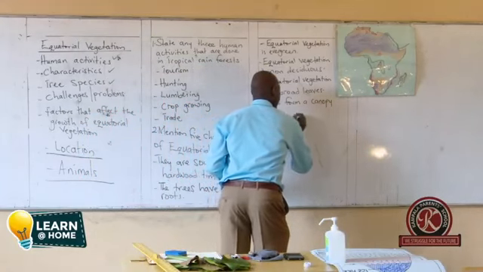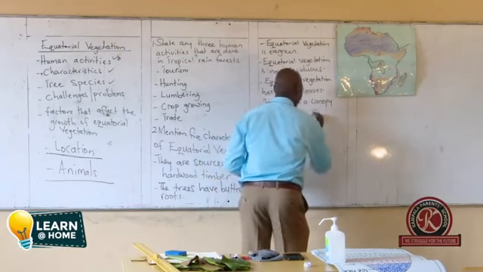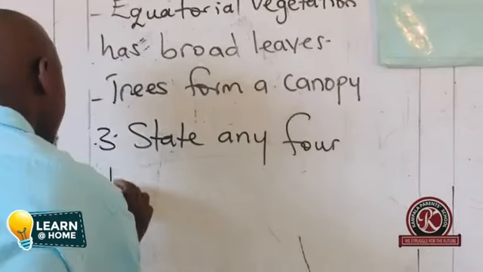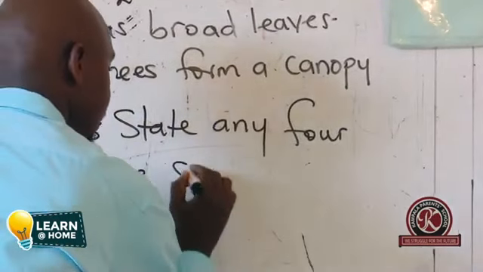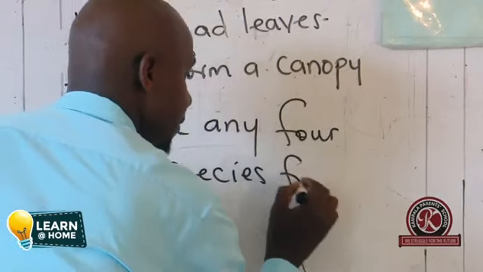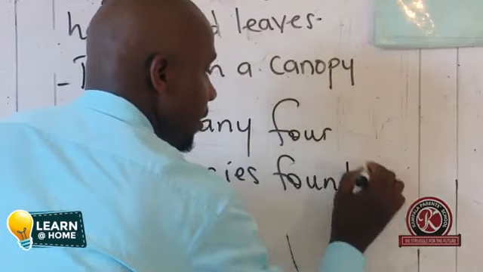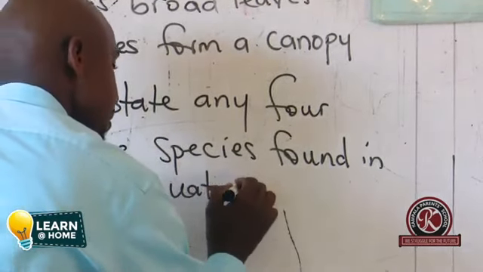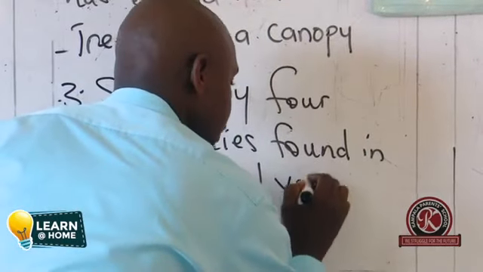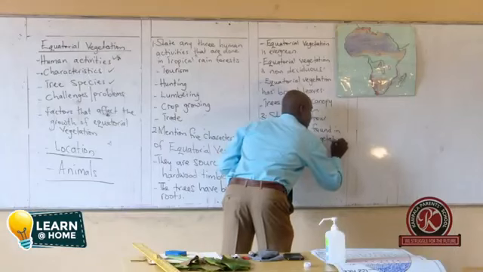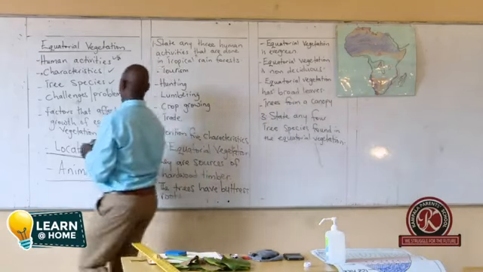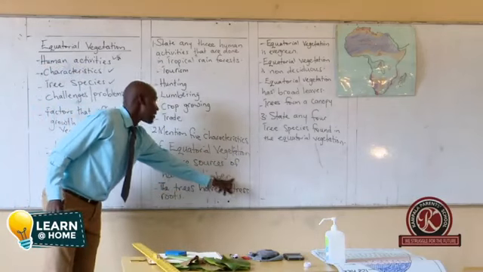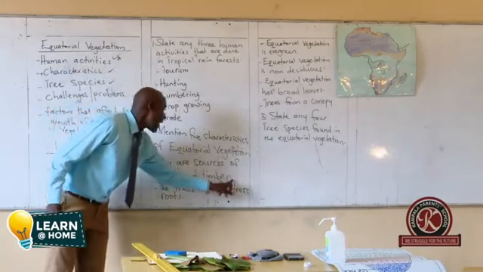State any 4 tree species found in the equatorial vegetation. We are just giving an example because we already looked at this. And we looked at this at the beginning because we have already said they are sources of hardwood timber. So we said equatorial vegetation is a source of hardwood timber.